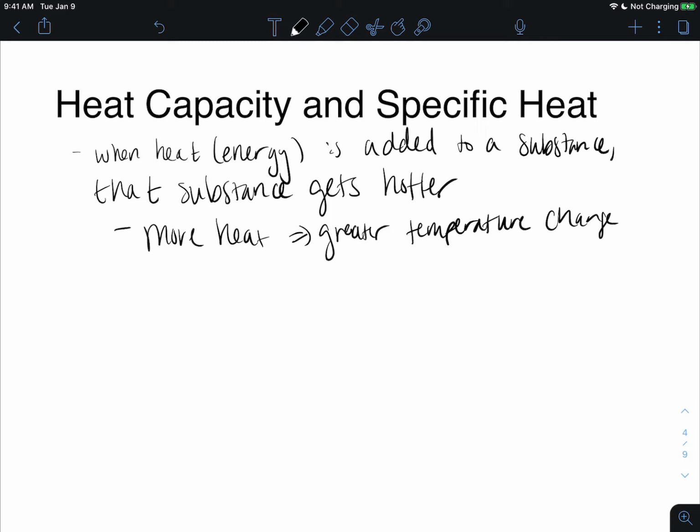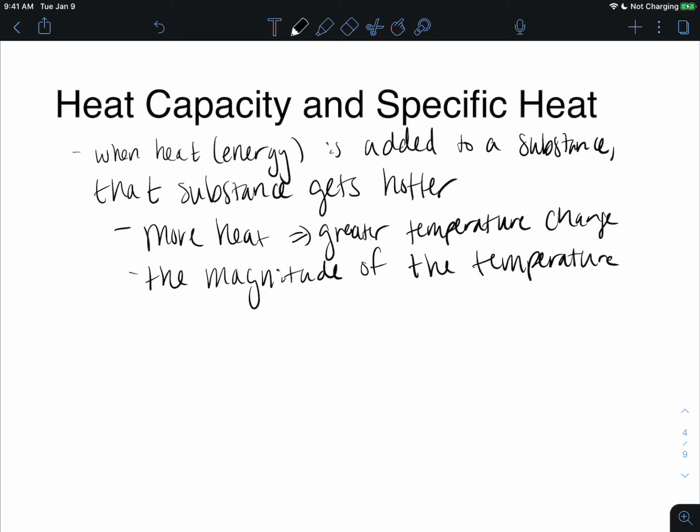But it's not just the amount of heat that's added that determines the temperature change. The heat capacity of the substance also will determine how much change in temperature you have. So the magnitude of the temperature change will, of course, be dependent upon how much heat you add, but also upon the heat capacity.